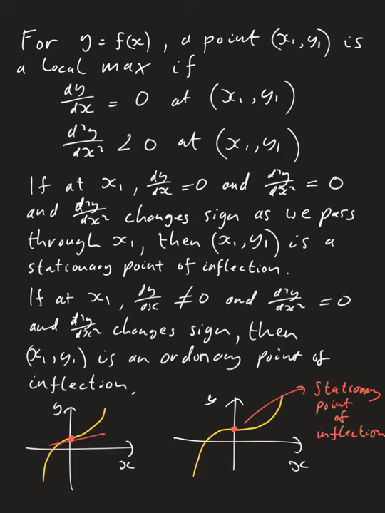If the second derivative goes to 0 but it doesn't change sign, that's a case we just won't worry about for the moment. We're only interested in the cases where the second derivative changes sign as it goes through 0. And that's either an ordinary point of inflection or a stationary point of inflection. If you look at the back of exercise sheet 4, there's a summary of all this and in what case you get what kind of a stationary point.